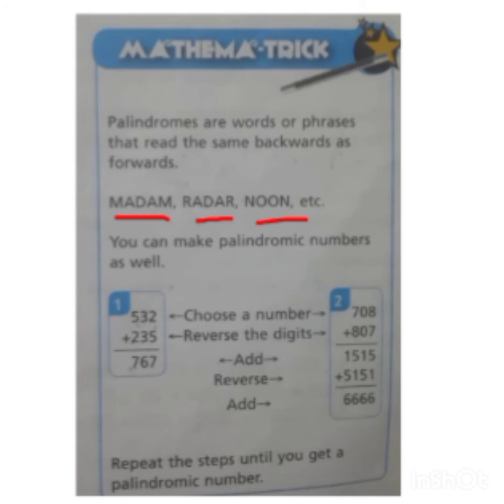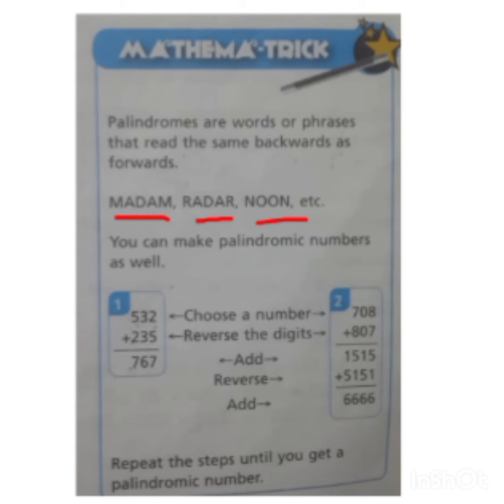The second one is radar. Either we can read it from the left hand side or from the right hand side. The pronunciation would not be changed, and this is radar. And the third example is noon. Either we can read it from left hand side or from right hand side. So the pronunciation would be noon and it would not be changed.